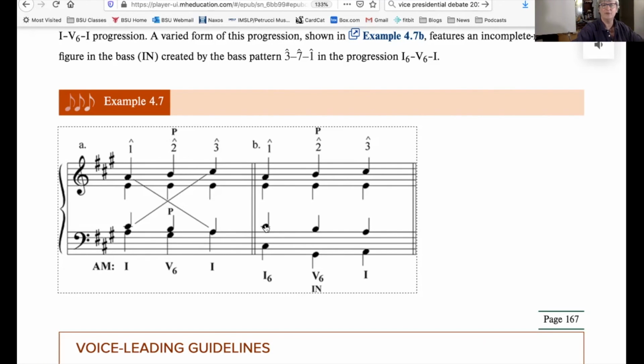Notice again that we have a voice exchange. This time it's not marked in, but we have a voice exchange between the tenor and the soprano. The tenor is on C sharp, the soprano is on A, and then when we move to the final one chord, the tenor is on A, and the soprano is on C sharp. The same thing also happens between the bass and the soprano. Even though there's an octave between the C sharps on beat 1 and an octave between the A's on beat 3, this is not a case of parallel octaves because there's an intervening pair of notes here.